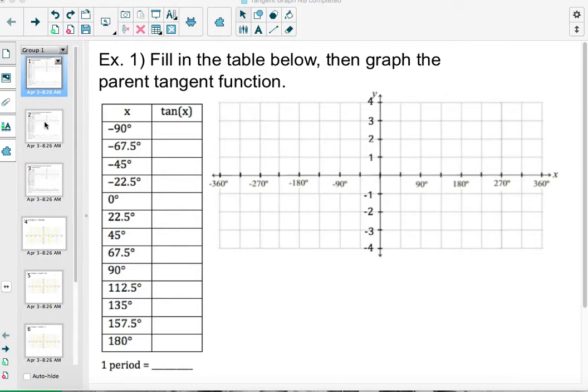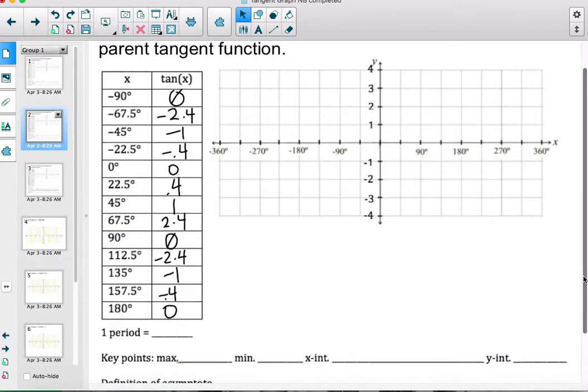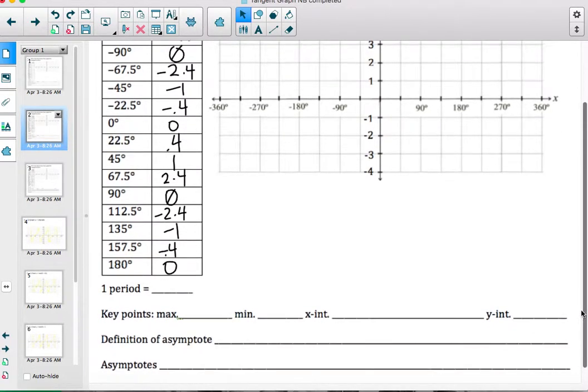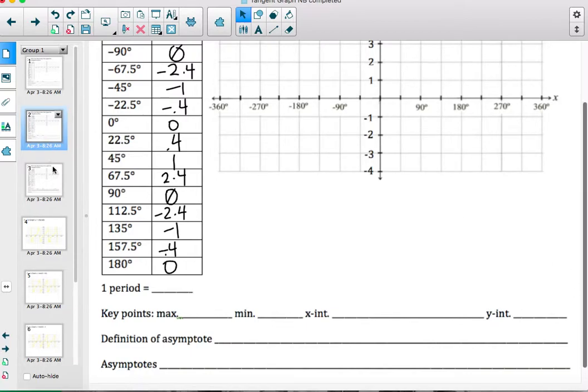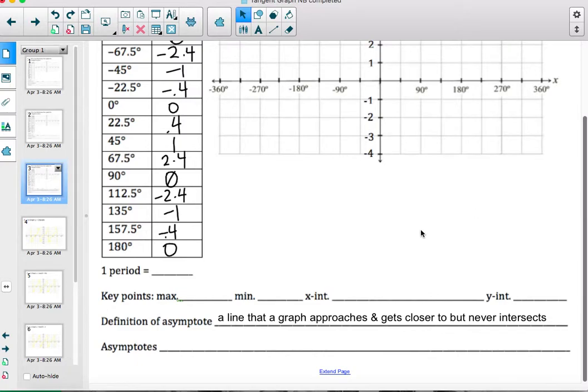Okay, now that you have that done, these are the points that you should have found in your calculator rounded to the nearest tenth. Before we plot these points, there's a new vocabulary term that I need you to be familiar with, and that is an asymptote. An asymptote is a line that a graph approaches and gets closer to but never intersects.